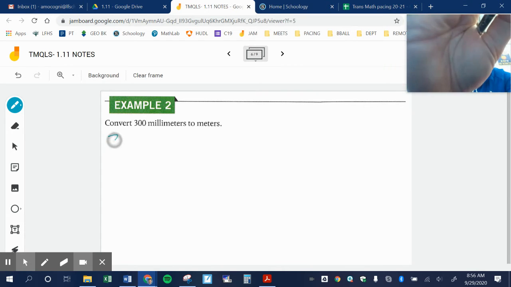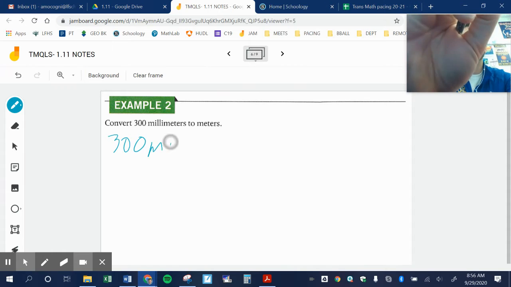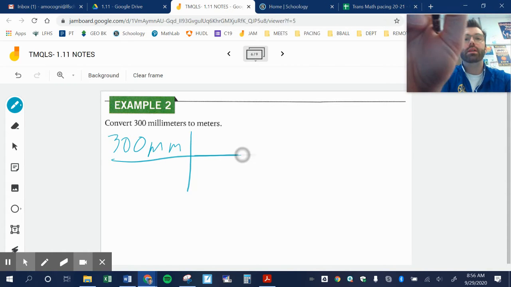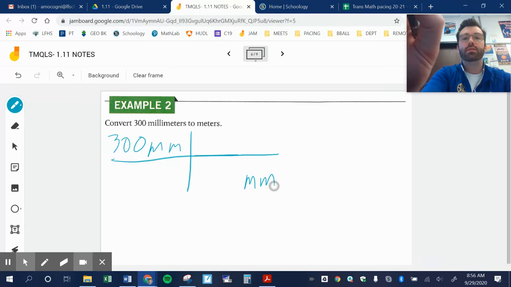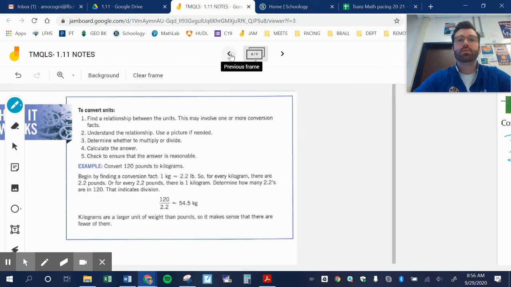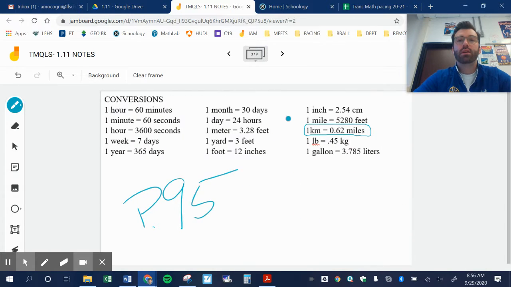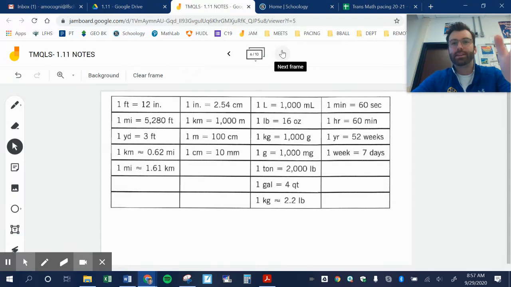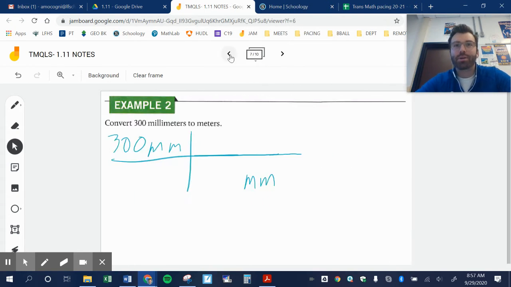So I'm starting with millimeters, so I've got 300 millimeters. I know that millimeters has to be down here. Okay, so if I look at my conversions, I'm starting with millimeters and I want meters. Well, unfortunately, there isn't a conversion from millimeters straight to meters. In fact, I don't even have millimeters on here, so that's probably not going to be helpful. Hold on, I've got the table from your actual book itself. That's probably better. So I'm starting with millimeters and I want to get to meters.